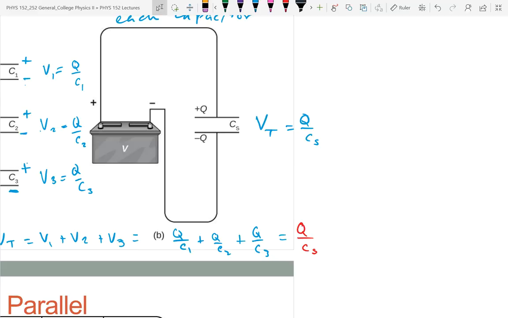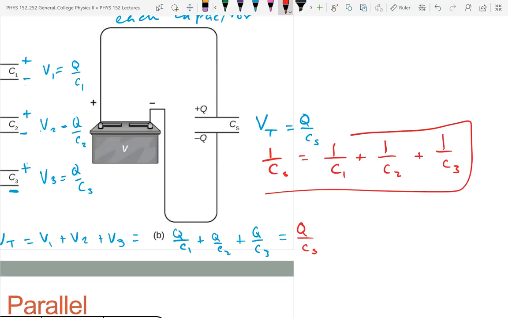The last step, of course, is to divide everything by Q since every term has a Q. And you get the relationship that 1 over C series is equal to 1 over C1 plus 1 over C2 plus 1 over C3. Is that the way it was with resistors? It's not, but it looks familiar. With resistors, when we added resistors in parallel, it behaved this way.